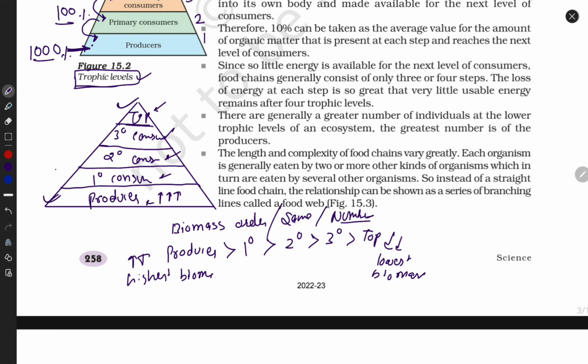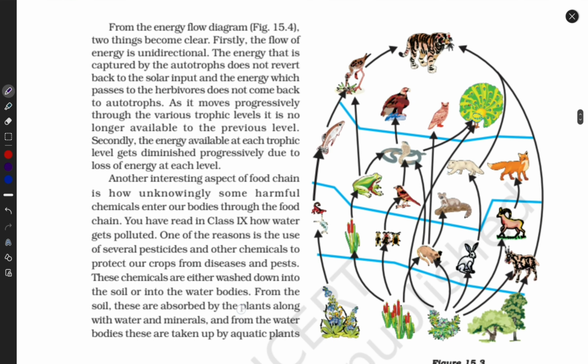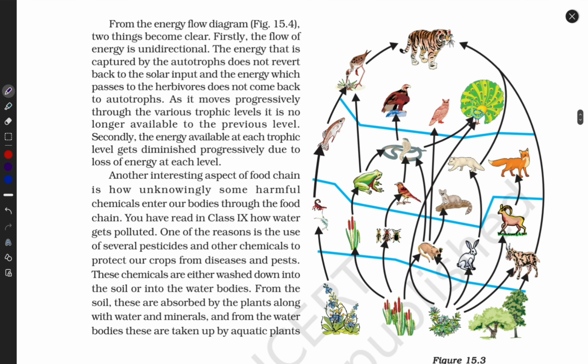In our earth, there is the highest number of producers like plants, then fewer primary herbivores, then fewer secondary carnivores, then fewer tertiary, and a minimum number of top consumers. This is an energy pyramid, biomass pyramid, number pyramid. This is a food web. Look at here, this is a network-like structure.